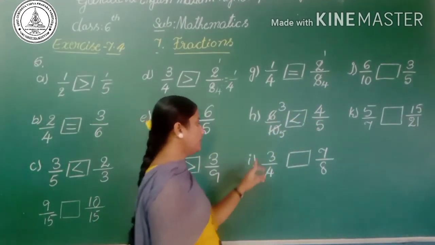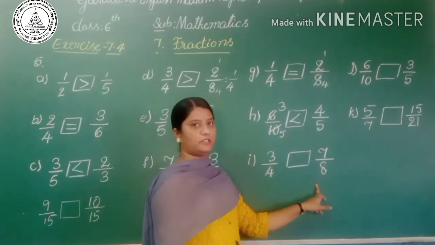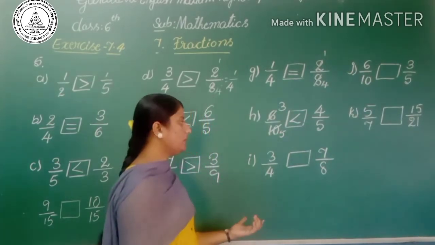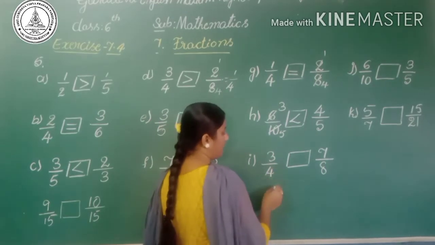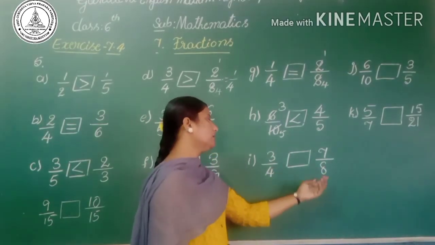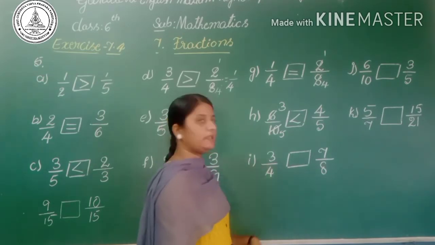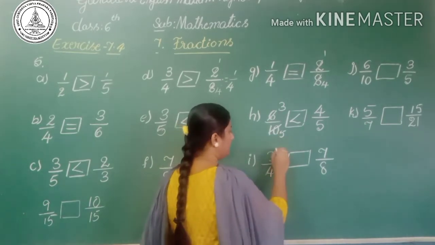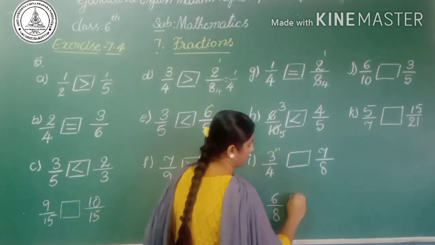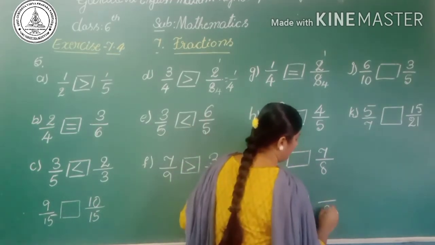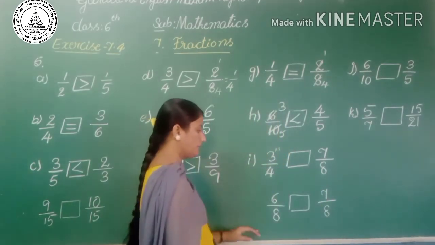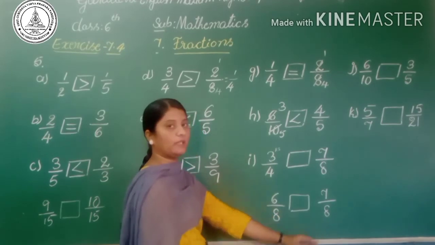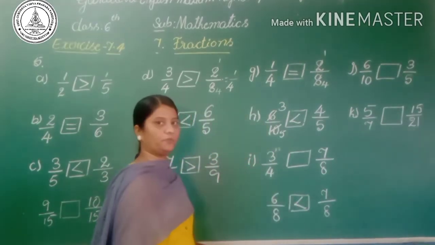Okay. Then the next question, 3 by 4 and 7 by 8. In this case, let's write the equivalent fractions of these two fractions. The LCM of 4 and 8: 8 is a multiple of 4, so the LCM is 8 here. Let's make it into 8. 4 twos are 8, so multiply here by 2. 3 twos are 6. Then 8 ones are 8, 7 ones are 7. Now these two are like fractions, so 7 by 8 has the greater numerator and is the greater fraction.